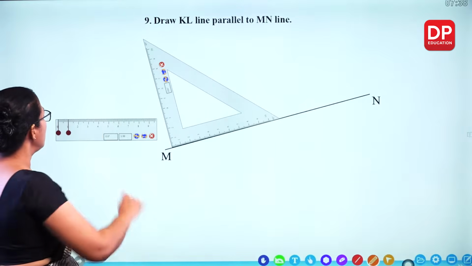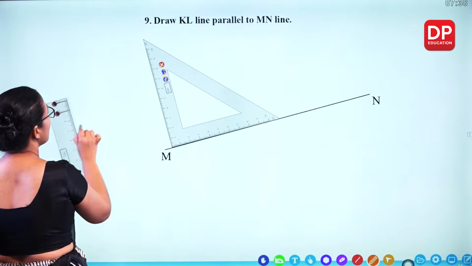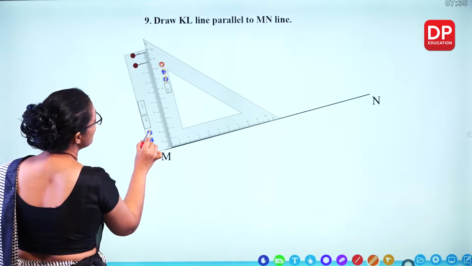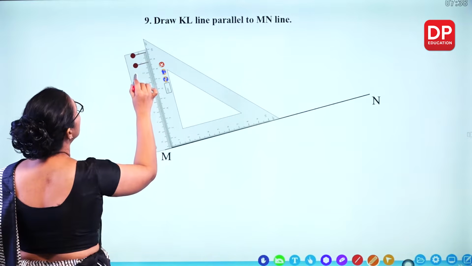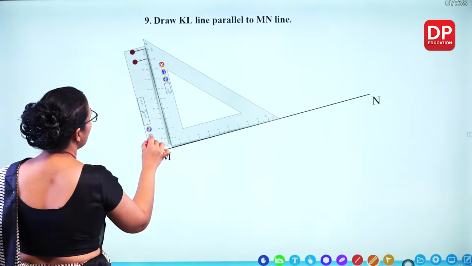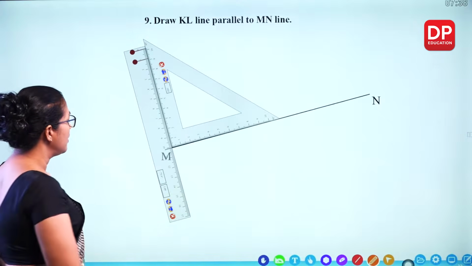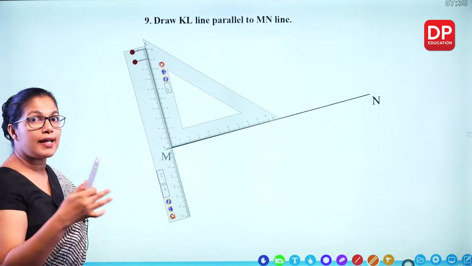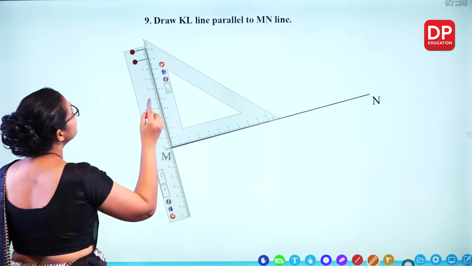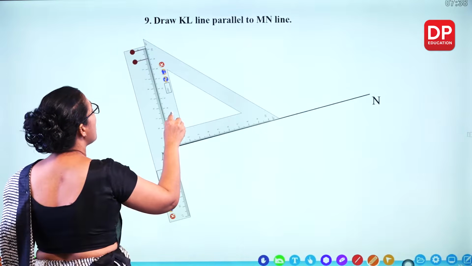And then you keep the ruler next to the set square, like this, and you can either draw a parallel line above this or below. So we'll try to draw two lines. You can first draw above this.